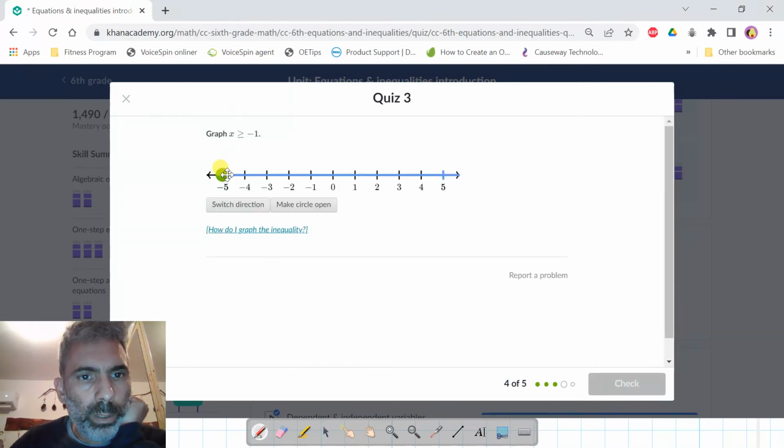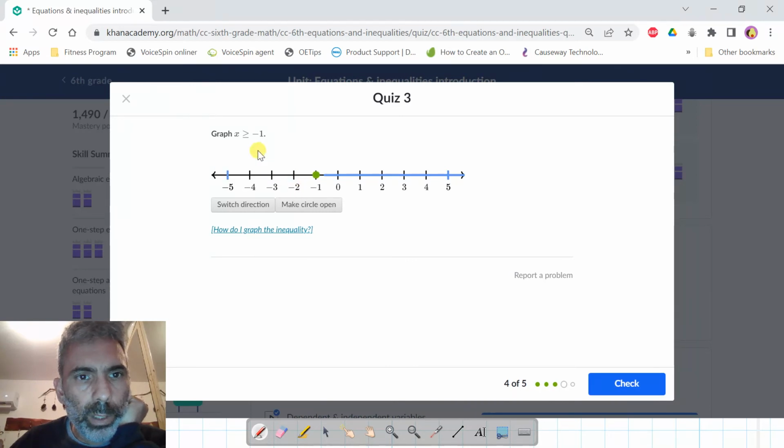Okay. Graph. So the starting point is -1, and each value of x needs to be greater than or equal to. So the direction of the colored arrow is correct because it's to the right, and it says greater than or equal to -1, which means that the circle needs to be full, not hollow. Okay, so this is correct.